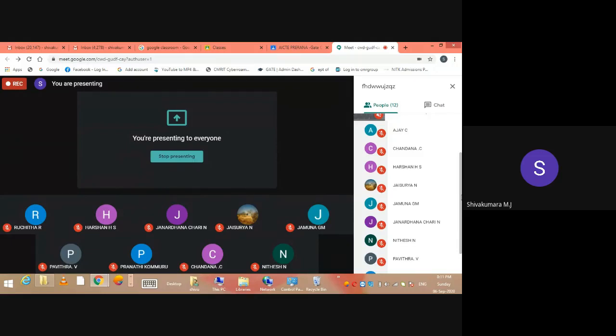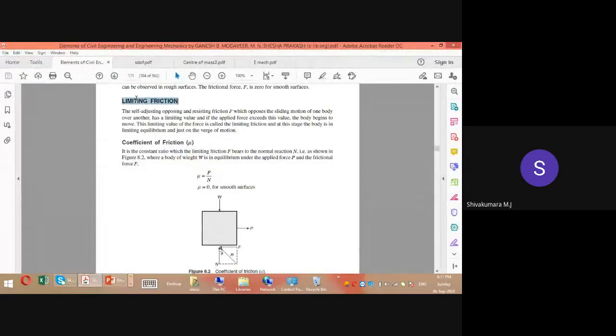You keep increasing and the block will reach a position where it is about to move. For example, 12 Newton you will apply. At 12 Newton it is still not moving, but if you increase 12 to 13, the block will move. So that maximum frictional force which will develop and which will not allow the object to move is termed as limiting frictional force. If you exceed this limiting frictional force, the body or the object will start to slide on the other surface.